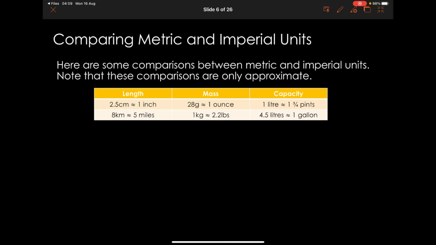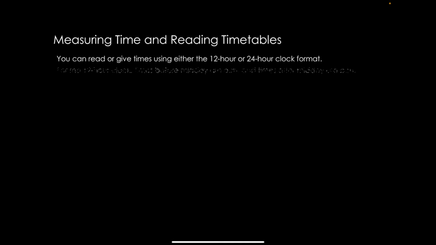Let's move on then and look at time and reading timetables. It's very important that you remember that you can read or give times using either the 12-hour or the 24-hour clock. The 12-hour clock is where you have times before midday, which are AM, and times after midday, which are PM. So, for example, you get up at 1 o'clock in the morning.